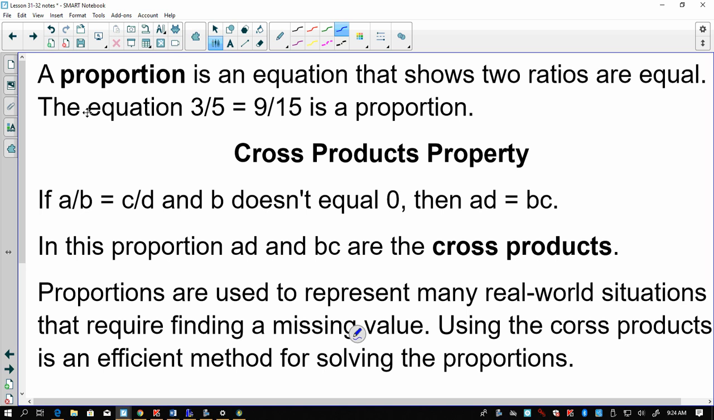So the cross products property: if A over B equals C over D and B doesn't equal 0, meaning I don't have a divide by 0 error, then AD, cross multiply down from top left to bottom right, AD equals BC, bottom left times top right. Those two things equal each other, and we can solve. In this proportion, AD and BC are the cross products. Proportions are used to represent many real-world situations that require finding a missing value. Using the cross, let's fix some typos here.